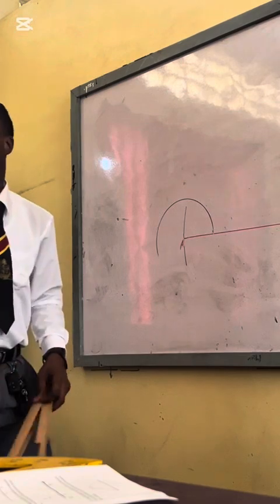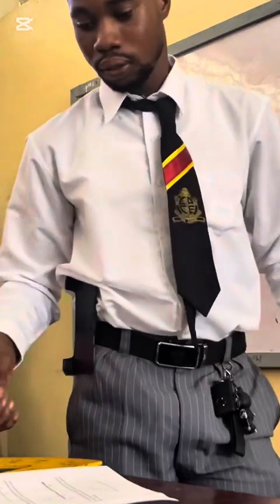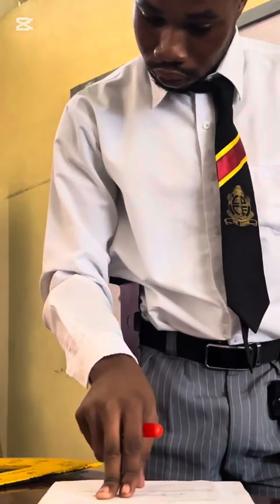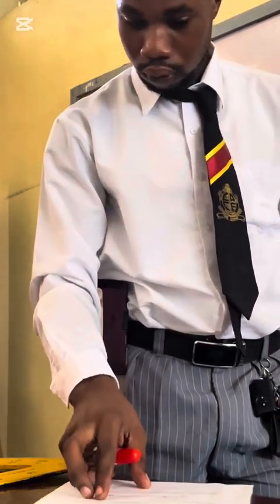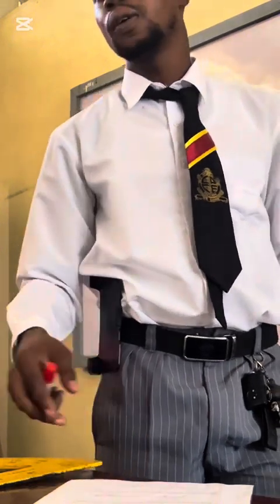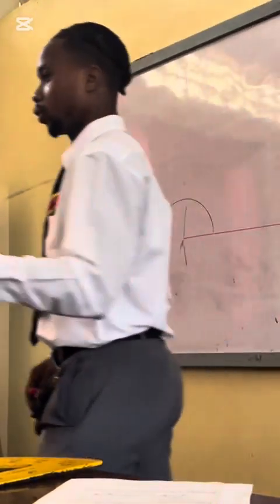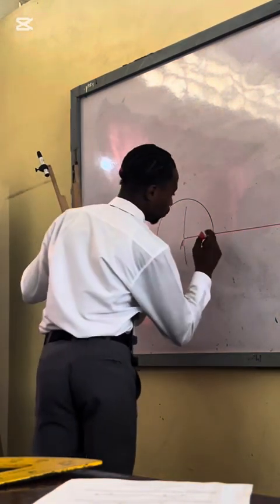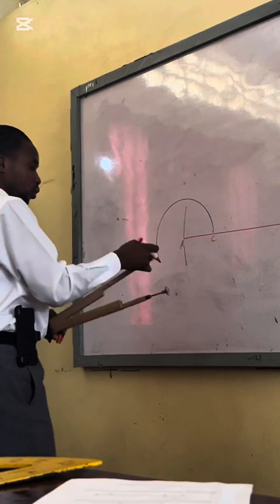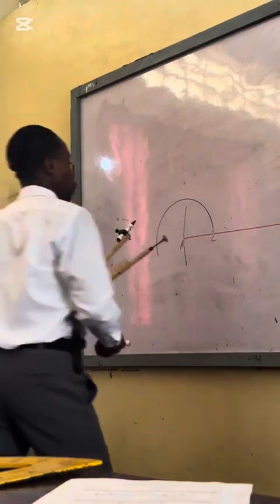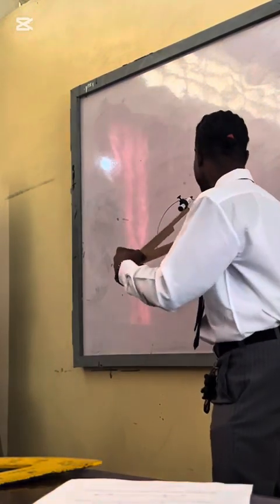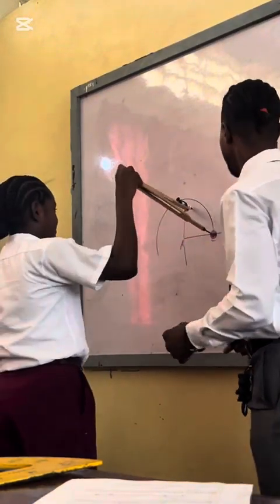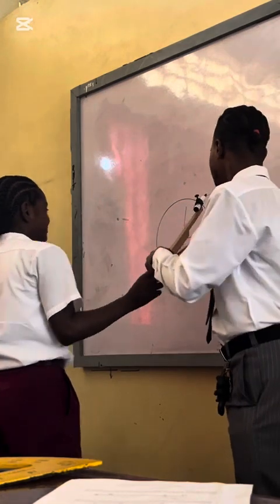What's the next step? Without changing the measurement of your compass, place your compass point at the intersection of the arc line and line AB, which is also known as point C, and describe another arc. Come forward. So, point C. Without changing the measurement, we place the compass point at C and describe an arc for me, sir. Describe it. Lovely, give him a round of applause.